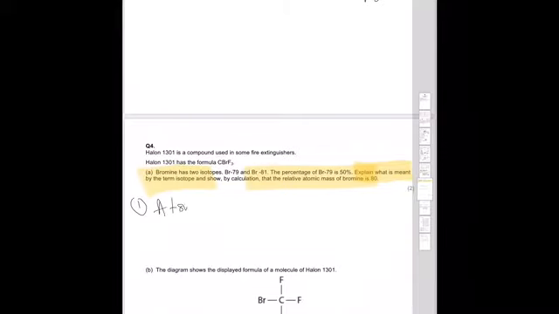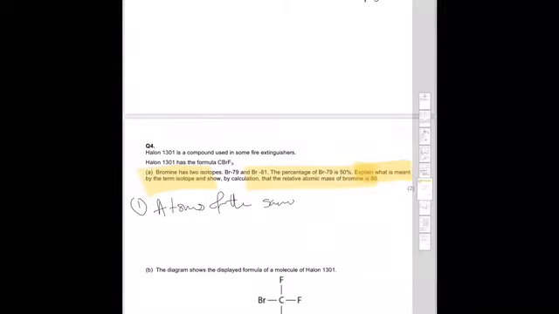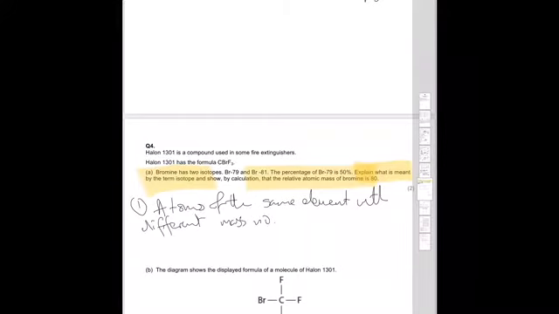Atoms of the same element with different numbers or different mass numbers or different numbers of neutrons. But they have to be of the same element.